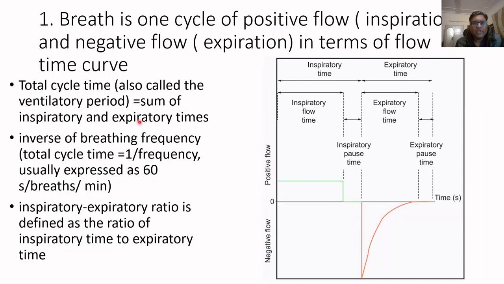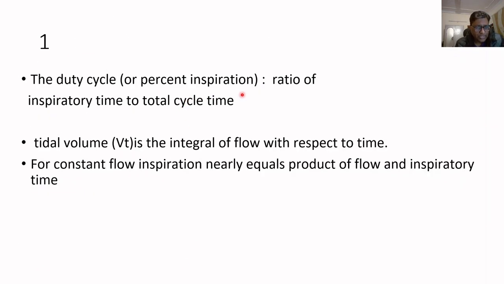Total cycle time is the sum of the inspiratory time and expiratory time. Total cycle time is one divided by frequency. So if you have around 20 breaths in 60 seconds, one cycle time will be 3 seconds. The inspiratory-expiratory ratio is defined as the ratio of inspiratory time to expiratory time. That is pretty basic. Duty cycle is also pretty basic.